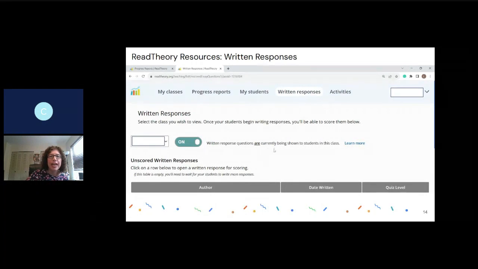The one caveat is that if you're looking for quick and easy grading, the multiple choice is taken care of by ReadTheory. The writing responses you have to grade yourself, which you're going to want to, because you want to be able to evaluate your students' writing skills. And it's not a quick and easy grade.